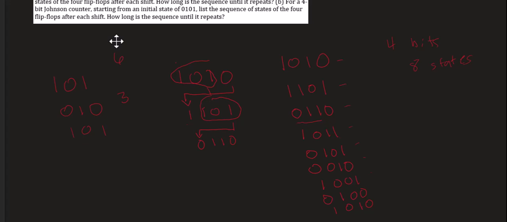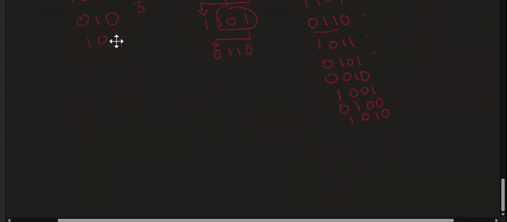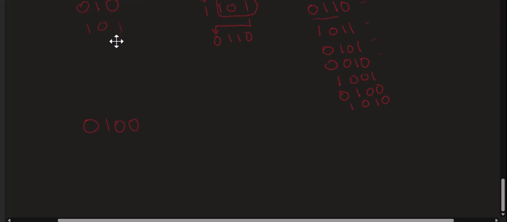Okay, but this question says for a 4-bit Johnson counter, starting from an initial state of 0, 1, 0, 0, list the sequence of states of the 4 flip-flops after each shift. How long is the sequence until it repeats? So 0, 1, 0, 0. See if you can write it, and let me know if you need help.